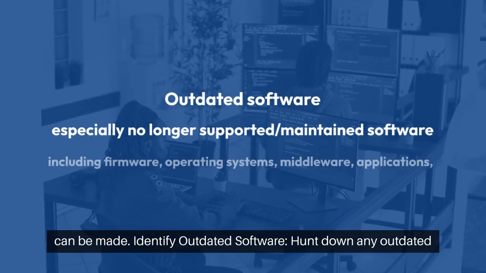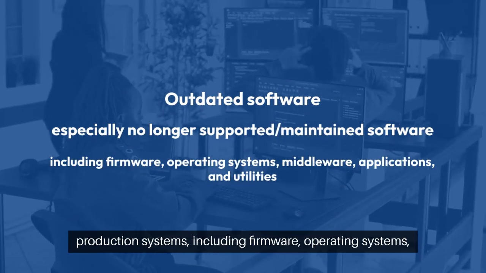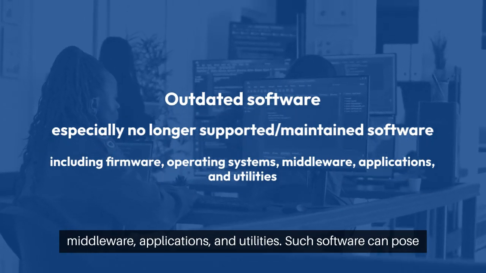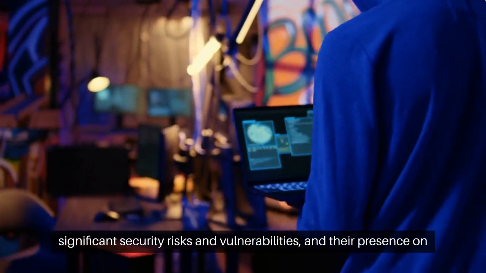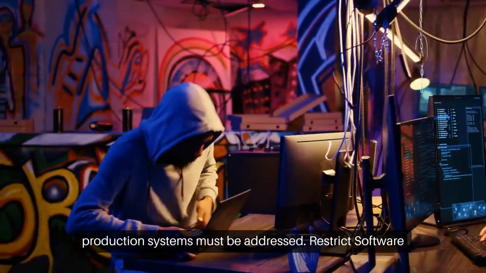Identify outdated software. Hunt down any outdated and especially no longer supported or maintained software on production systems, including firmware, operating systems, middleware, applications, and utilities. Such software can pose significant security risks and vulnerabilities, and their presence on production systems must be addressed.